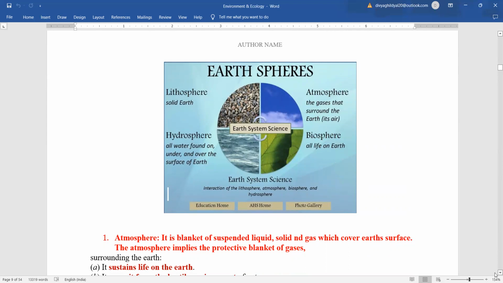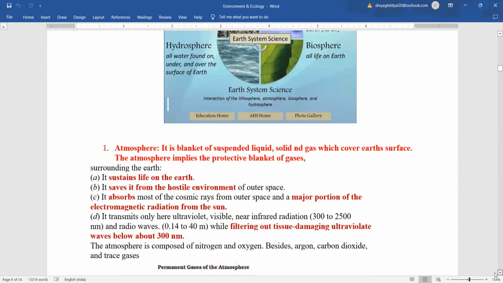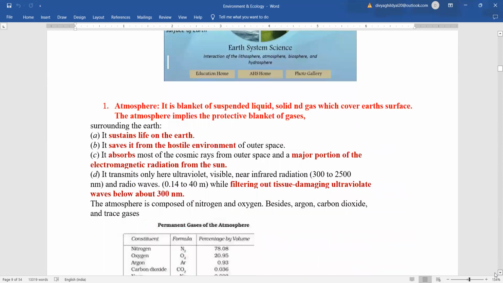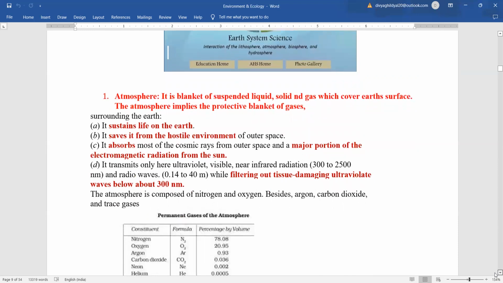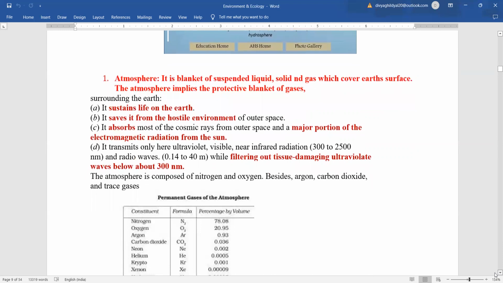Now let us have a look at all these four headings in detail, because this is a very favorite question of Section C. Section A usually is definitions: define environment, define atmosphere, define hydrosphere, define lithosphere, define biosphere. But Section C will expect you to discuss these terms in detail.